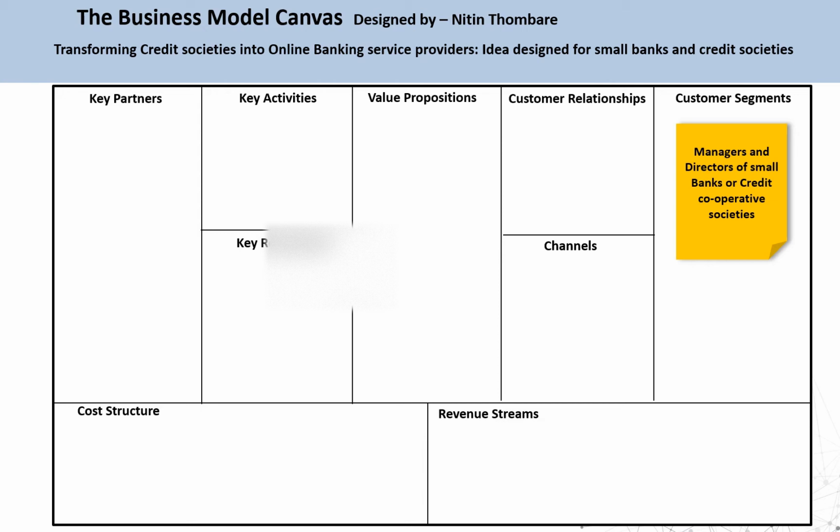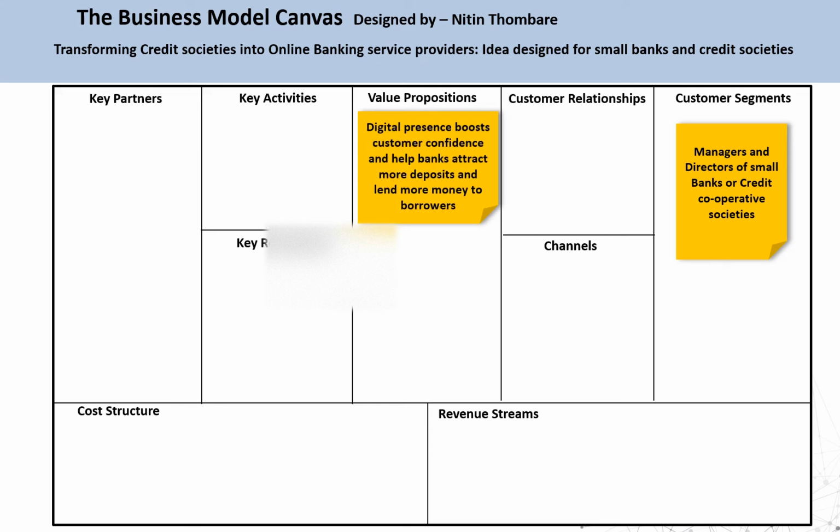So I'm selecting the credit cooperative societies or small banks as my customer segment, wherein I will contact directors and managers of these credit societies and encourage them to build a portfolio of services for promoting it on a digital platform through a website as well as through mobile applications. So what is the value proposition? There are three value propositions that I'm going to offer to these directors or managers.